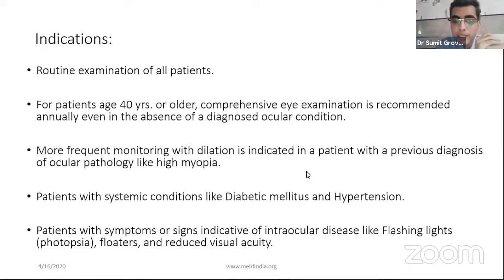Now, if the patients in your clinic come with symptoms and signs indicative of intraocular diseases like flashing lights, this can be a sign of impending retinal detachment. Sudden floaters may be a sign of posterior vitreous detachment, or maybe in an elderly patient, it could be a sign of retinal detachment also. Reduced visual acuity may be a sign of BRVO, branch retinal vein occlusion with macular involvement, or maybe CRVO or optic neuritis. These all conditions demand dilated fundus examination.